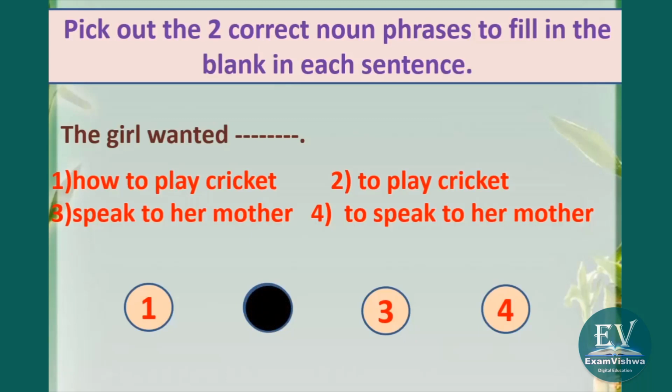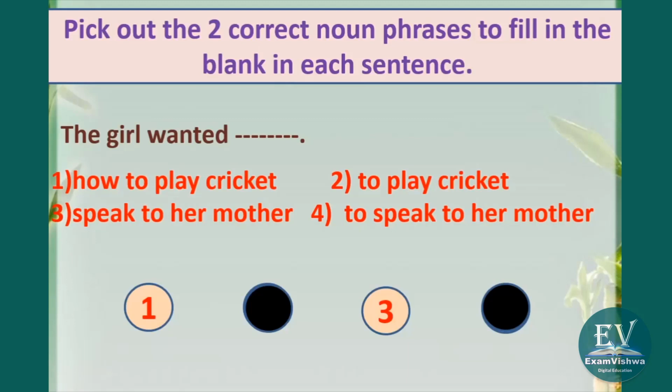"The girl wanted speak to her mother." No, that doesn't sound proper. "The girl wanted to speak to her mother" sounds perfect. So we have two correct noun phrases here. "The girl wanted to play cricket." "The girl wanted to speak to her mother."